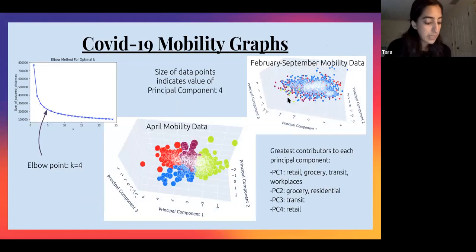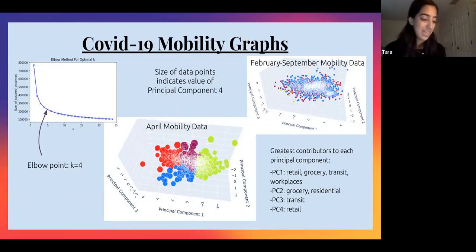So for the Google mobility data, I used principal component analysis to reduce the number of dimensions from 6 to 4 so that it could be graphed and visualized more easily. Then I did K-means to cluster the data, and conveniently the elbow point for this data was 4, just like it was with the policy data. So 4 clusters is the optimal number. All the way to the right is all of the mobility data for all the states for the whole February through September, which is about 2 million data points, which is why the clusters are kind of layered and you can't see them distinctly there.